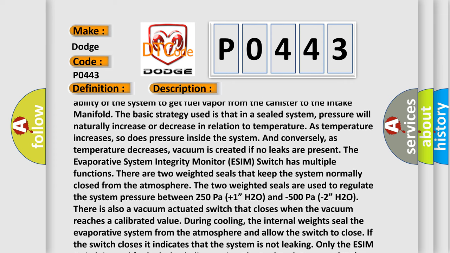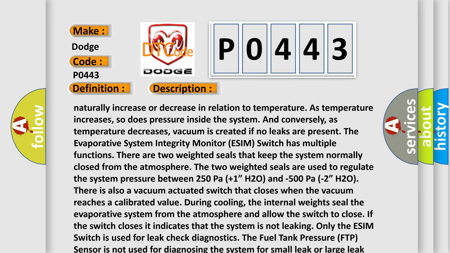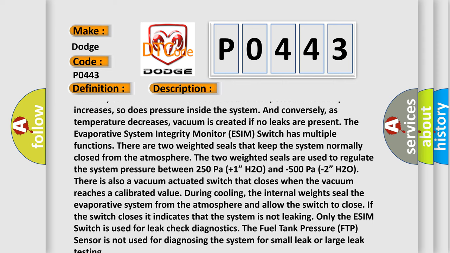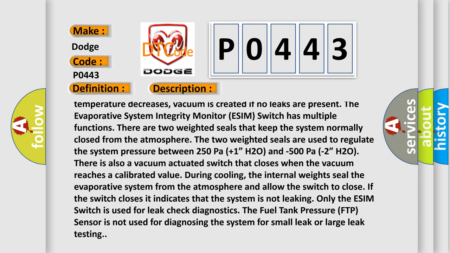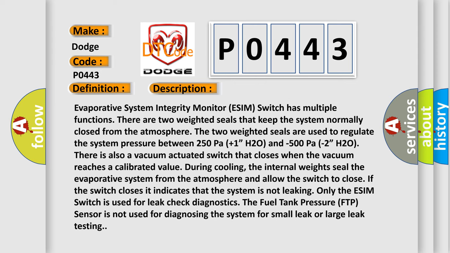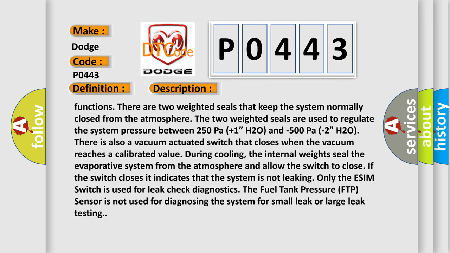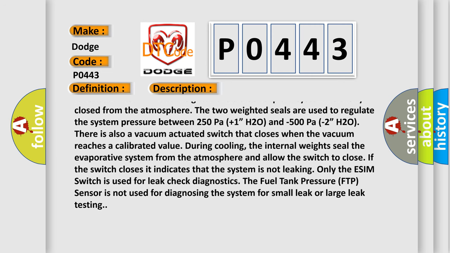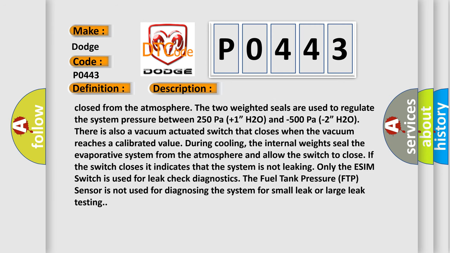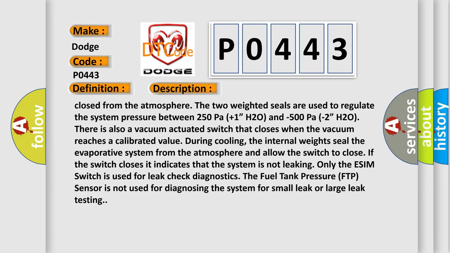If no leaks are present, the Evaporative System Integrity Monitor ESIM switch has multiple functions. There are two weighted seals that keep the system normally closed from the atmosphere. The two weighted seals are used to regulate the system pressure between 250 pascals, +1 H2O, and -500 pascals, -2 H2O. There is also a vacuum actuated switch that closes when the vacuum reaches a calibrated value. During cooling, the internal weights seal the evaporative system from the atmosphere and allow the switch to close. If the switch closes, it indicates that the system is not leaking. Only the ESIM switch is used for leak check diagnostics. The fuel tank pressure FTP sensor is not used for diagnosing the system for small leak or large leak testing.